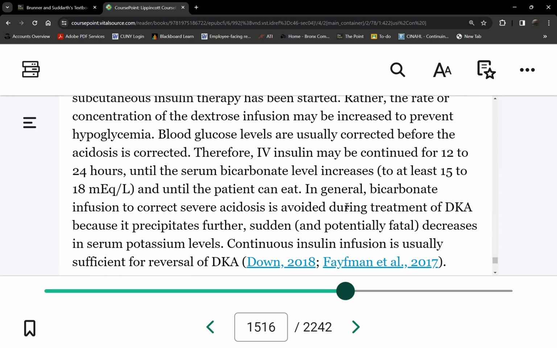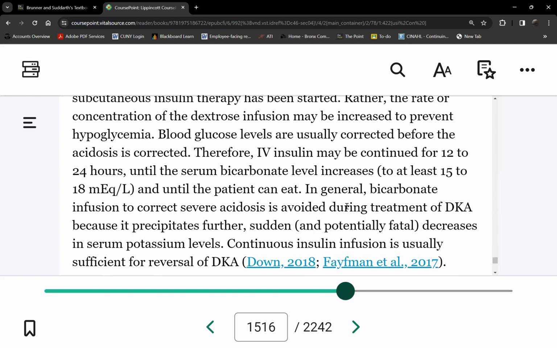Okay, it's avoided. We don't really need to do that unless the pH is like less than 7 or even 7. That's really severe, right? Because normal pH is what? 7.35. Because the fact that you gave insulin, will there be further fat breakdown and ketone formation? No more. It's gonna stop. Therefore, is the insulin also treatment for the acidosis? Yeah. That's why it fell under the reversing acidosis intervention.